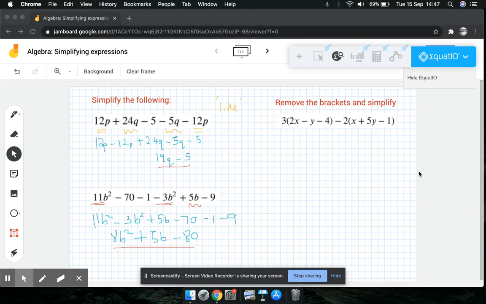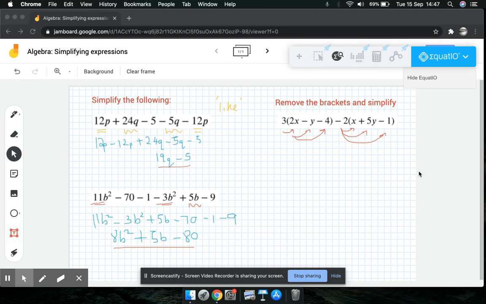Okay? The next level of expressions that you could end up with is where you have brackets. You're told remove the brackets and then simplify. So what you need to do here is look at the number outside the bracket and multiply everything inside the bracket. In other words, I'm going to multiply 3 by 2x, 3 by minus y, and 3 by minus 4. I'll do exactly the same thing for minus 2 by x, minus 2 by 5y, and minus 2 by minus 1. So everything that's outside the brackets needs to be multiplied by everything inside the brackets. So let's see how this will work out.